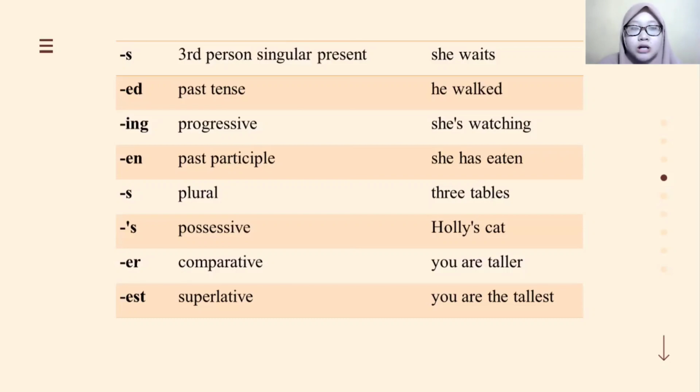S as the plural form, like 3 tables. 's as the possessive form, like Holly's cat. Er as the comparative form, like you are taller. Est as the superlative form, like you are the tallest.